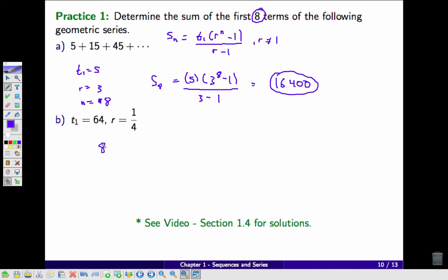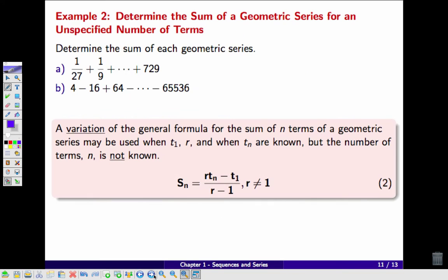The solution to the next problem is 85.3. You're going to get a decimal. Okay, so that's the solution. Same idea. 1/4. You can also treat this, by the way, as 0.25 if that makes it easier for you to compute. Okay, so that's practice problem 1.